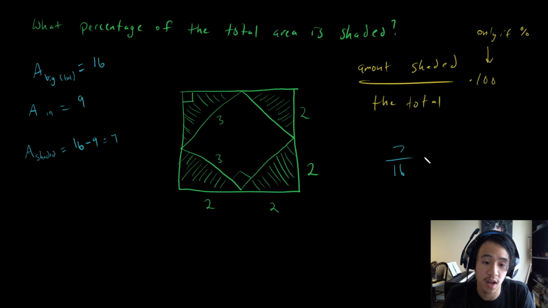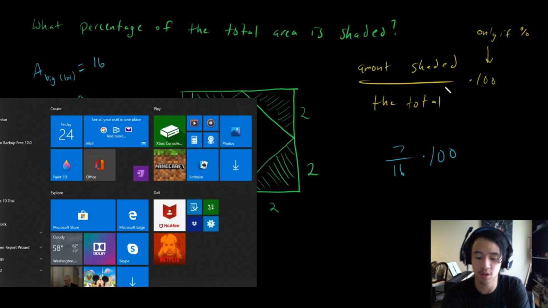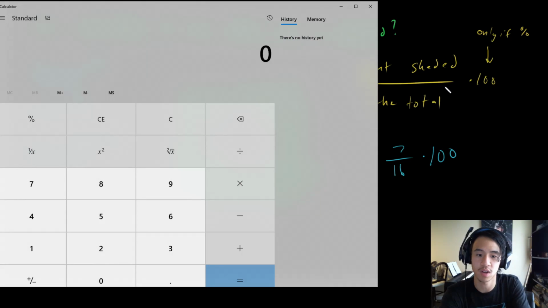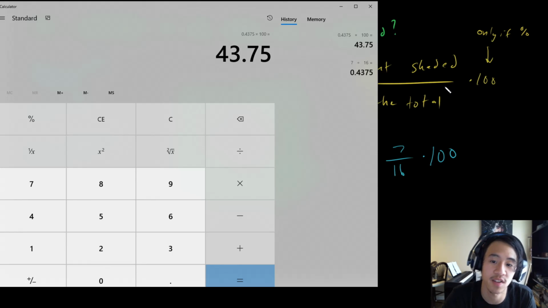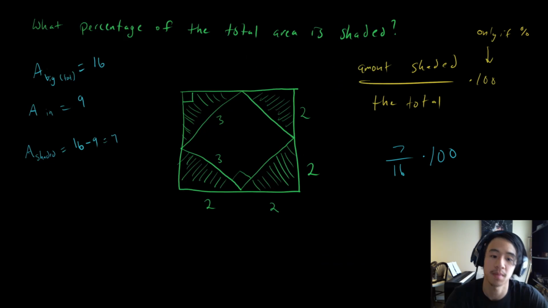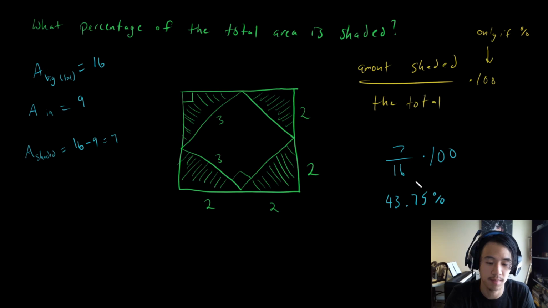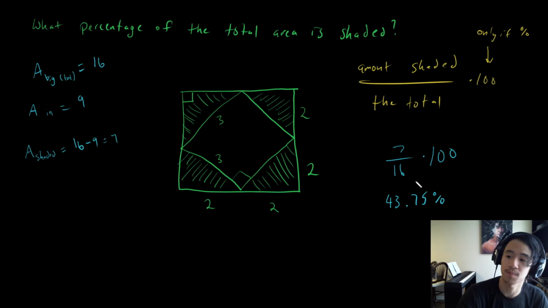And then to get our percentage, we're going to multiply by 100. So you're going to pull out your nifty little calculator, and you're going to do 7 divided by 16 times 100, and we get 43.75. So that's our answer. We got 43.75%. Just like that. So I've got 2 more examples for you. Let's go ahead and move on to the next one.